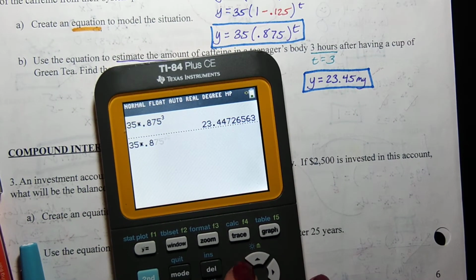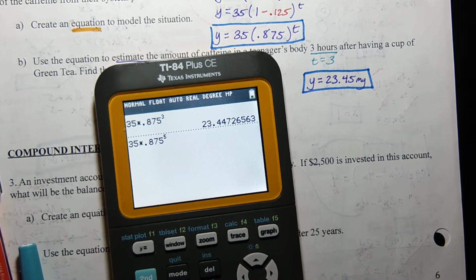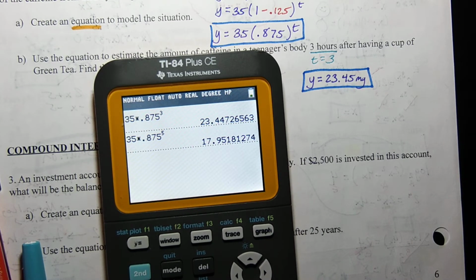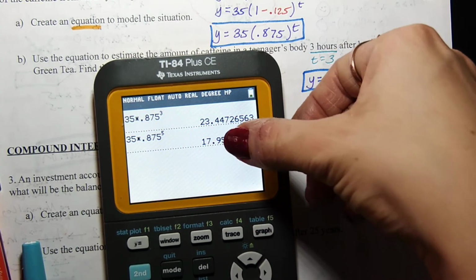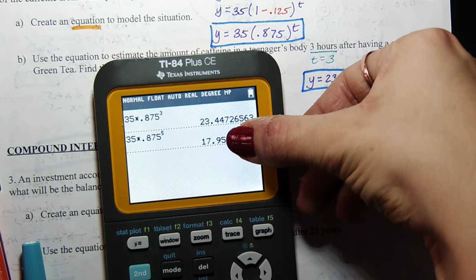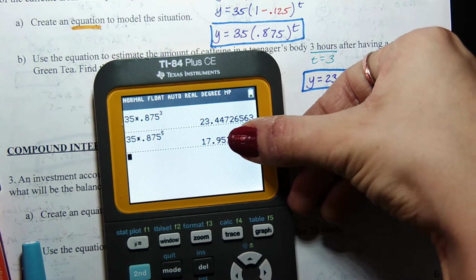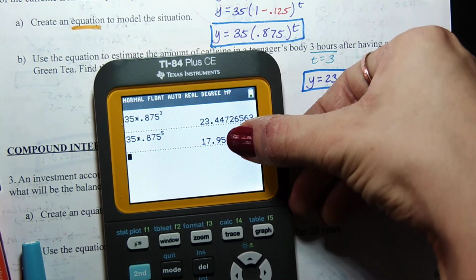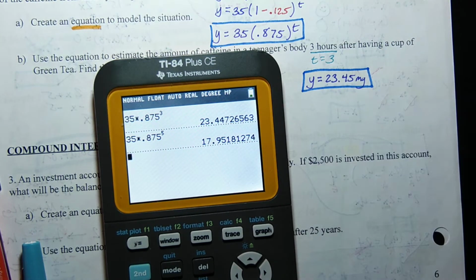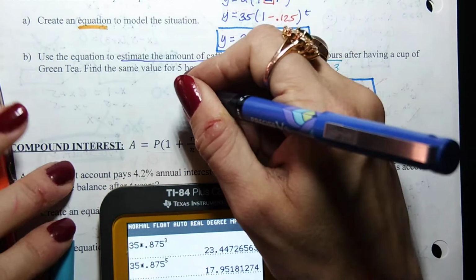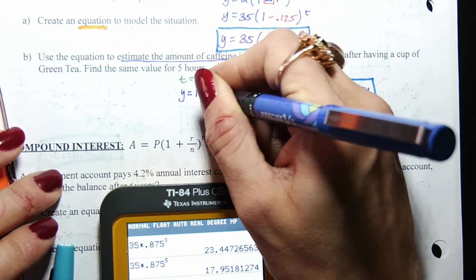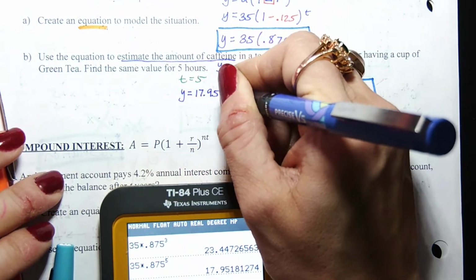Second, enter, put in a 5 for the time, and rounding this one to the hundredths place, we've got 17.95. The third digit is a 1. That's not enough to bump us up, so it stays 17.95. Milligrams.